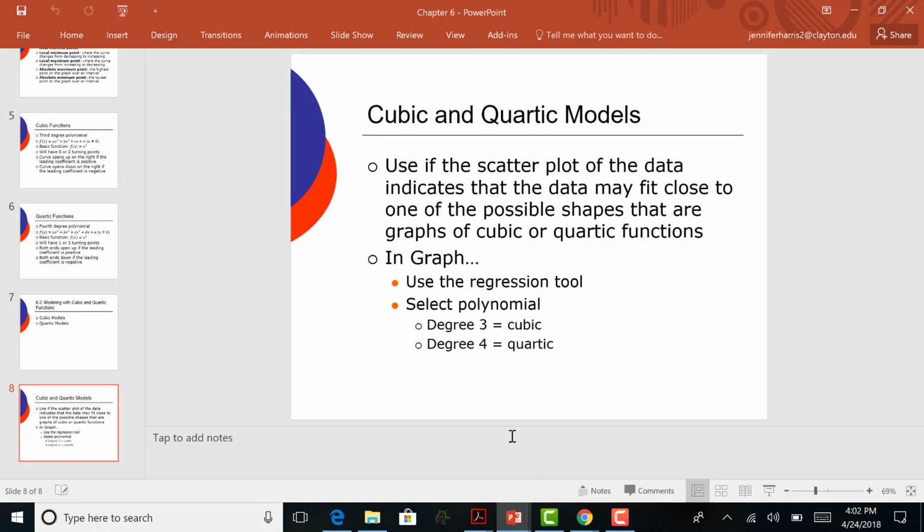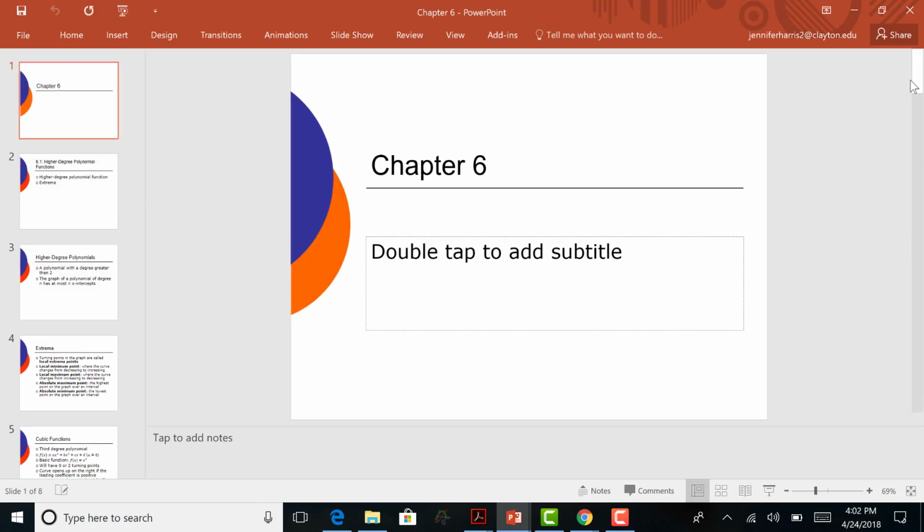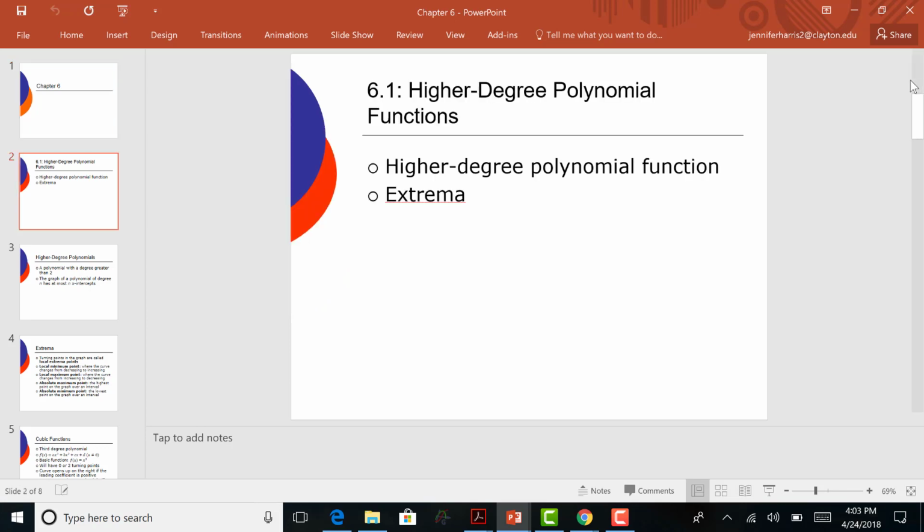There's only 8 slides in chapter 6 and 2 of them are just your outline topic slides. So we've only got 6 slides to cover. Alrighty, so chapter 6 is going to be talking about higher degree polynomials. Higher degree means the exponent is bigger than a 2. If your exponent is larger than 2, it's considered a higher degree polynomial. And the only ones that we're going to focus on, let me push this board up and pull this one down. The only 2 that we're going to focus on are these 2.